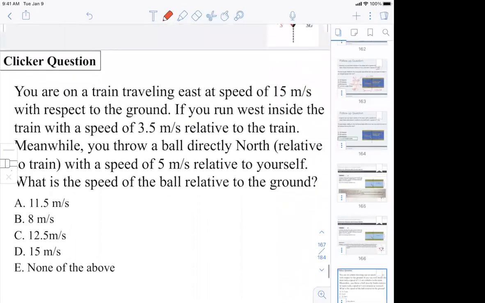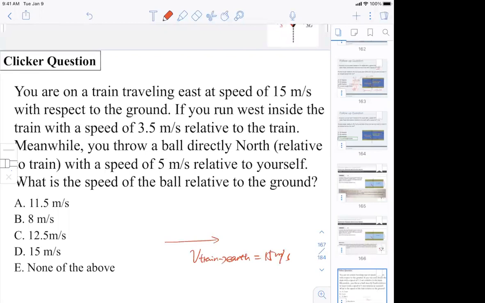Now let's look at a question that involves 3 different objects. Previously, we have been working on relative motion, where we add up 2 quantities. Now it's 3. So let's take a look at this. You're on a train. The train is traveling relative to the Earth with 15.